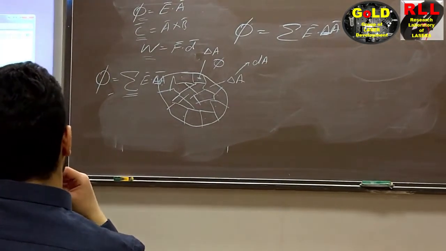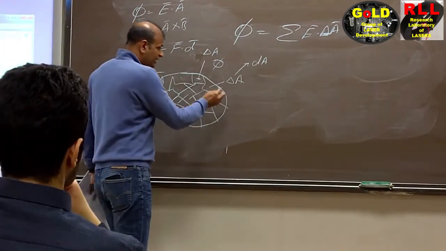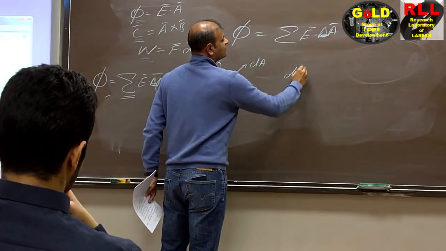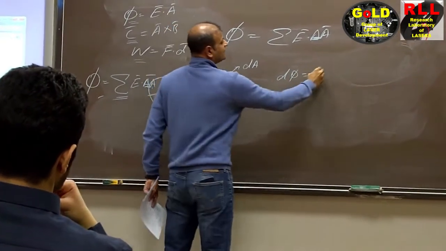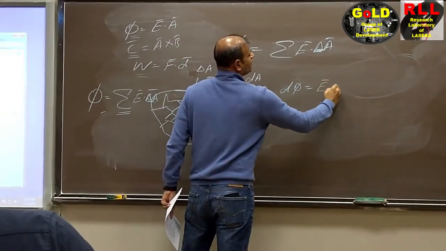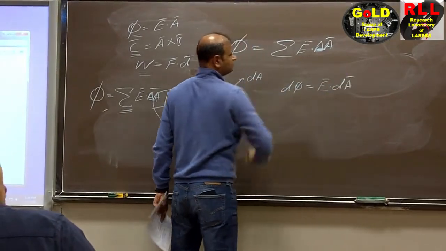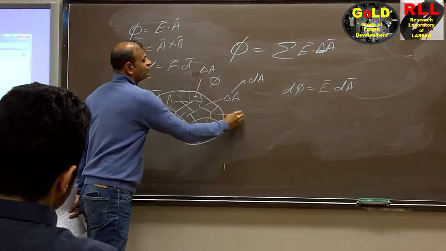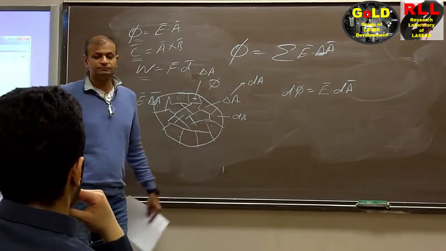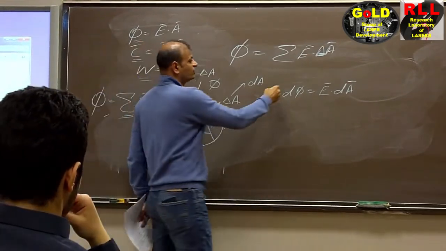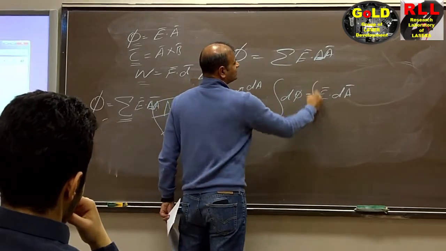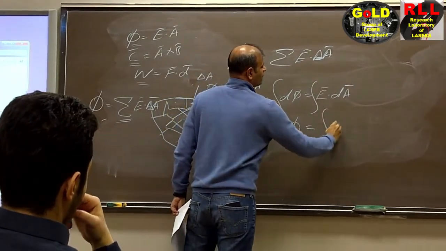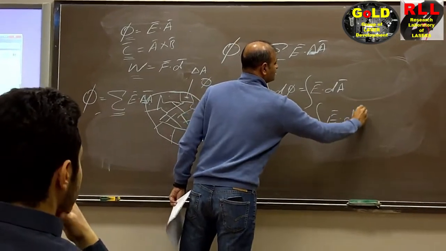Integration. So flux through this small area, say E dA. Flux through this small area. Okay, it's very small now, dA. And now to find out the total flux, you just integrate here. Phi is equal to the integral of E dA.